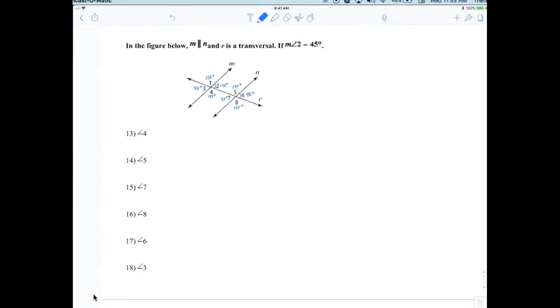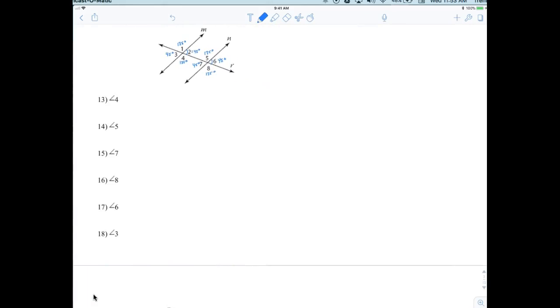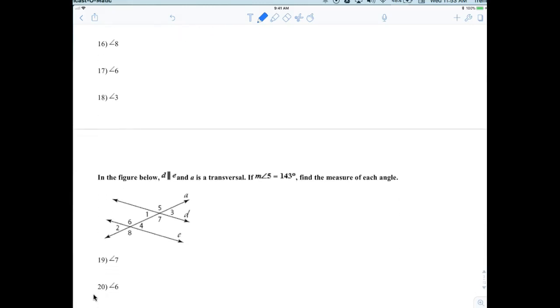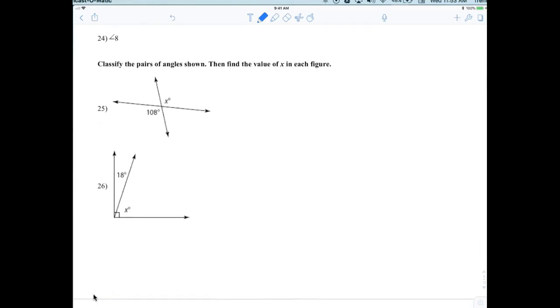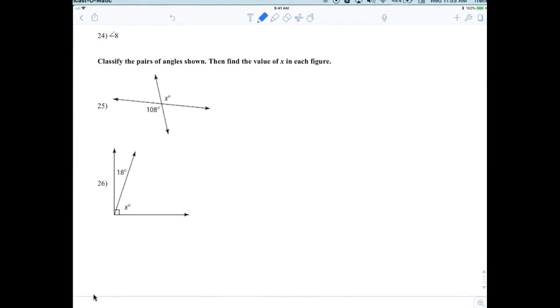So now, fill those in for 13, 14, 15, 16, 17, and 18. All right, put those answers in. And then we're going to skip 19 through 24 because that's exactly the same thing. Now let's take a look at number 25.